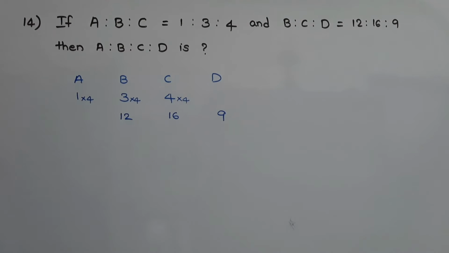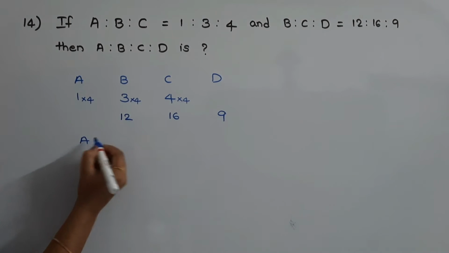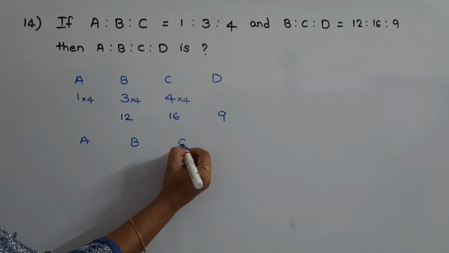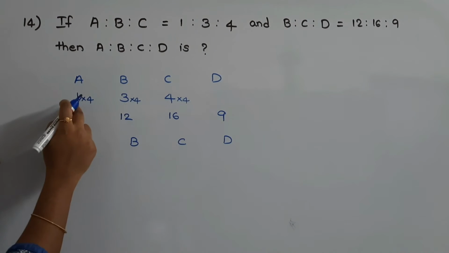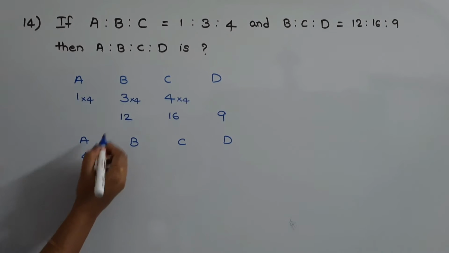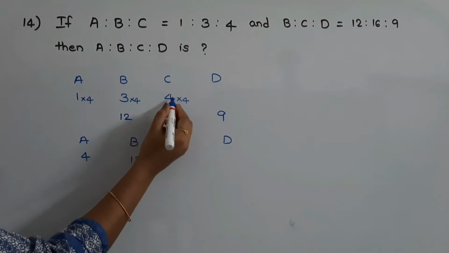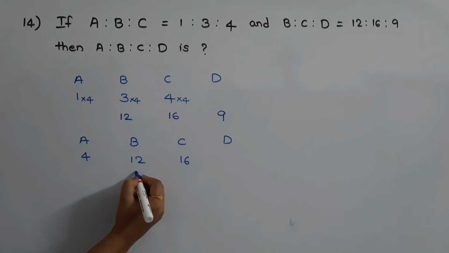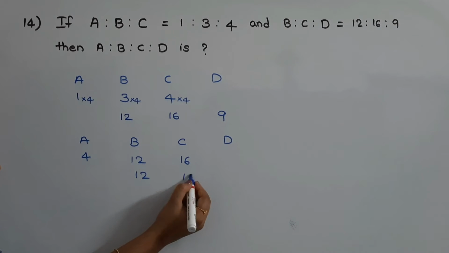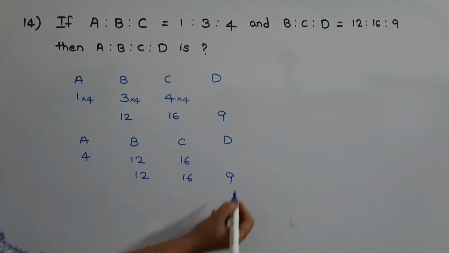So, now we can write this as A, B, C, D. This is 1 into 4, that is 4. This is 12. This is 16. And this is 12. This is 16. And this is 9.